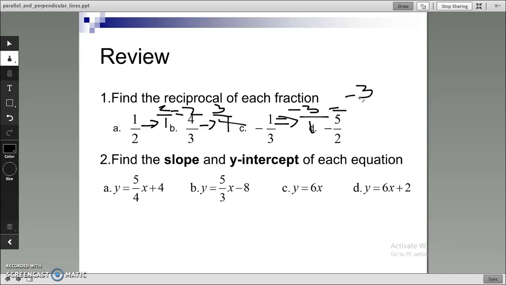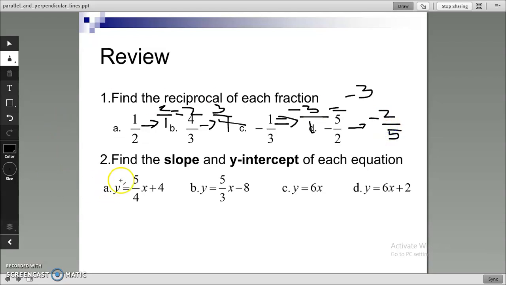Also, let me say that when you have a fraction, it doesn't matter if the numerator or the denominator is negative, the entire fraction is now negative. But if both of them are negative, then it becomes positive. The next one, negative 5/2, becomes negative 2/5.